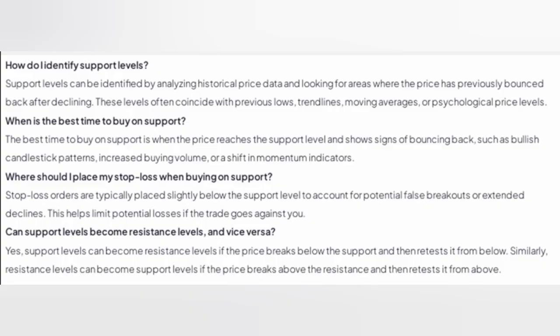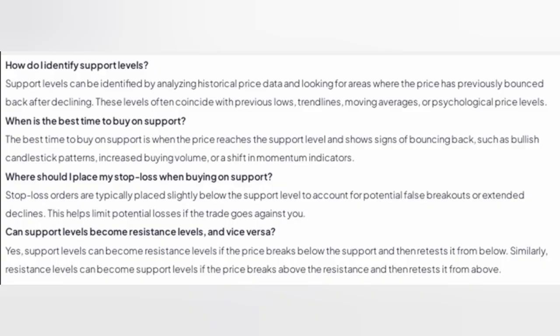Trade entries and exits. Support and resistance lines act as valuable guides for determining entry and exit points. Traders may opt to enter a long trade near a support level or initiate a short position near a resistance level, anticipating potential price reversals or breakouts.